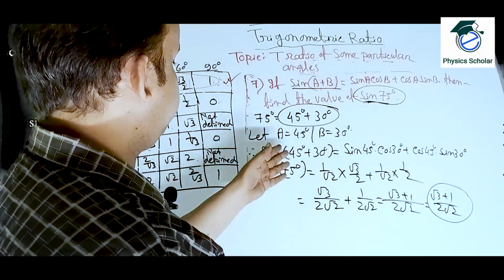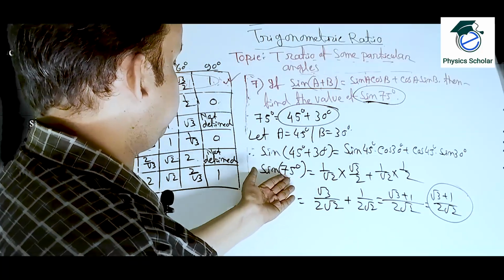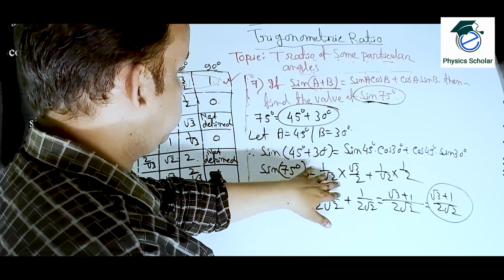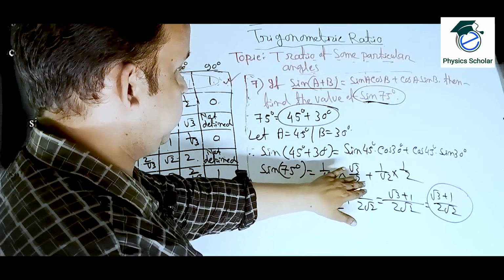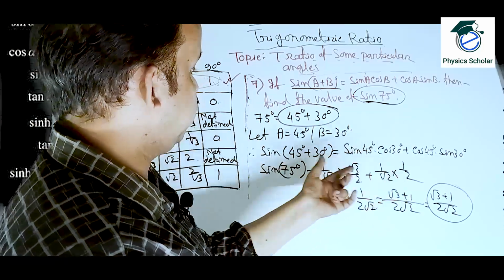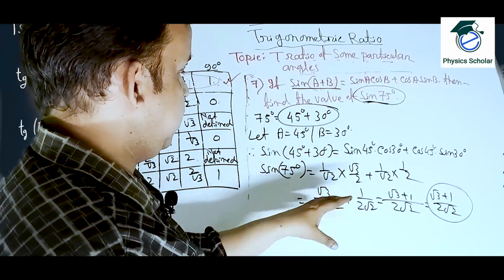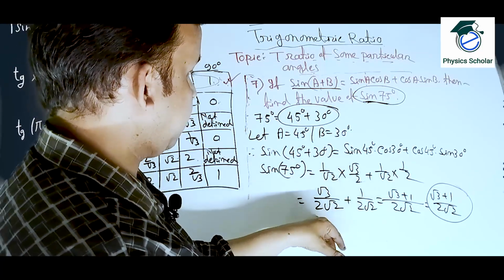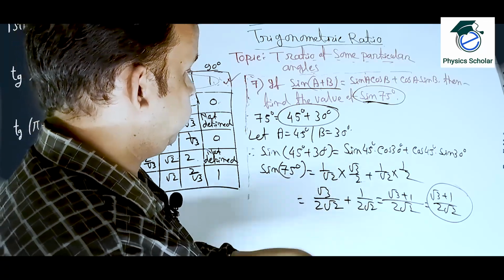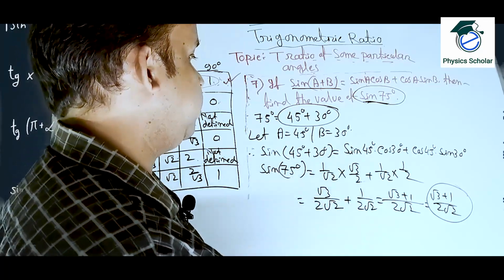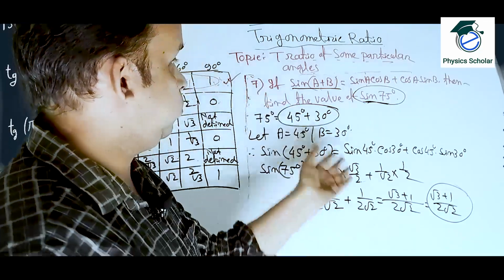Okay. So I am finding the value of sin for 75 degree. Okay. So sin 45 into cos 30 plus cos 45 into sin 30. 75 means 45 plus 30 degree. So I am doing the calculation, okay, and this will be your answer, root 3 plus 1 by 2 root 2. Clear to all of you?